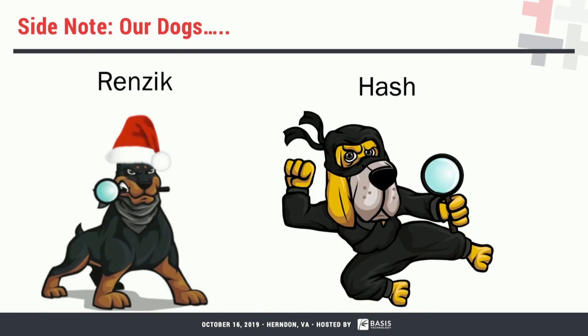Quick note about our dogs. A couple years ago we had a slide and people found the dogs the most insightful part of the conference. Renzik is the guy on the left. Forensic. We aren't quite sure what dog he is. We think he's a Doberman. We think he's a Rottweiler. We aren't entirely sure. Hash is the bloodhound on the right, more associated with Sleuth Kit, probably from 18 years ago. But these are our dogs, Renzik and Hash.